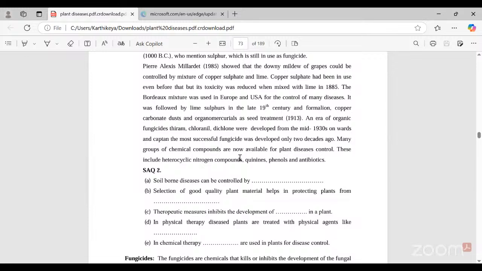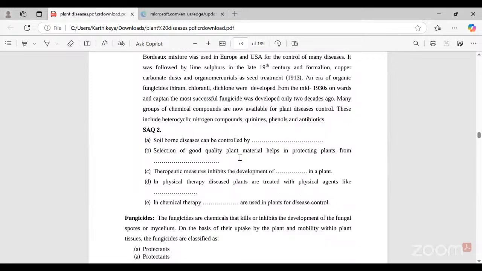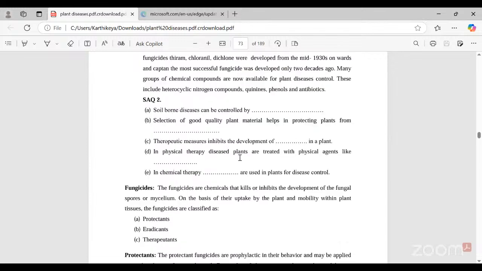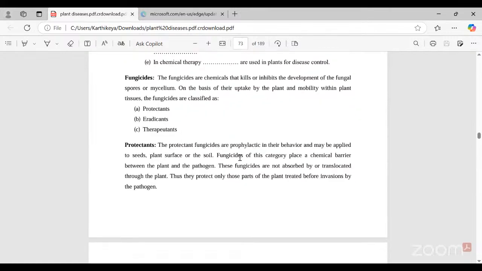Many groups of chemical compounds are now available for plant disease control. These include heterocyclic nitrogen compounds, quinones, phenols, and antibiotics. Fungicides are chemicals that kill or inhibit the development of the fungal spore or mycelium, on the basis of their uptake by the plant and mobility within the plant tissues.